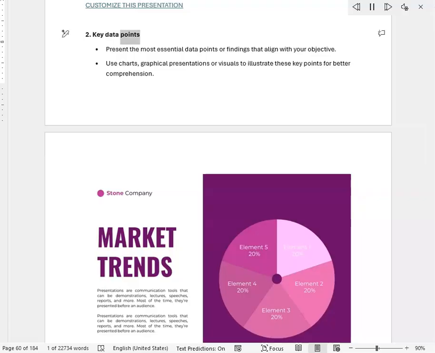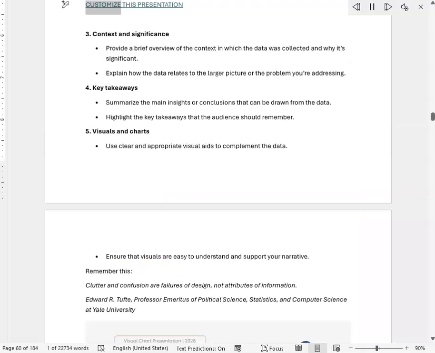2. Key data points. Present the most essential data points or findings that align with your objective. Use charts, graphical presentations, or visuals to illustrate these key points for better comprehension. Customize this presentation. 3. Context and significance. Provide a brief overview of the context in which the data was collected and why it's significant. Explain how the data relates to the larger picture or the problem you're addressing.